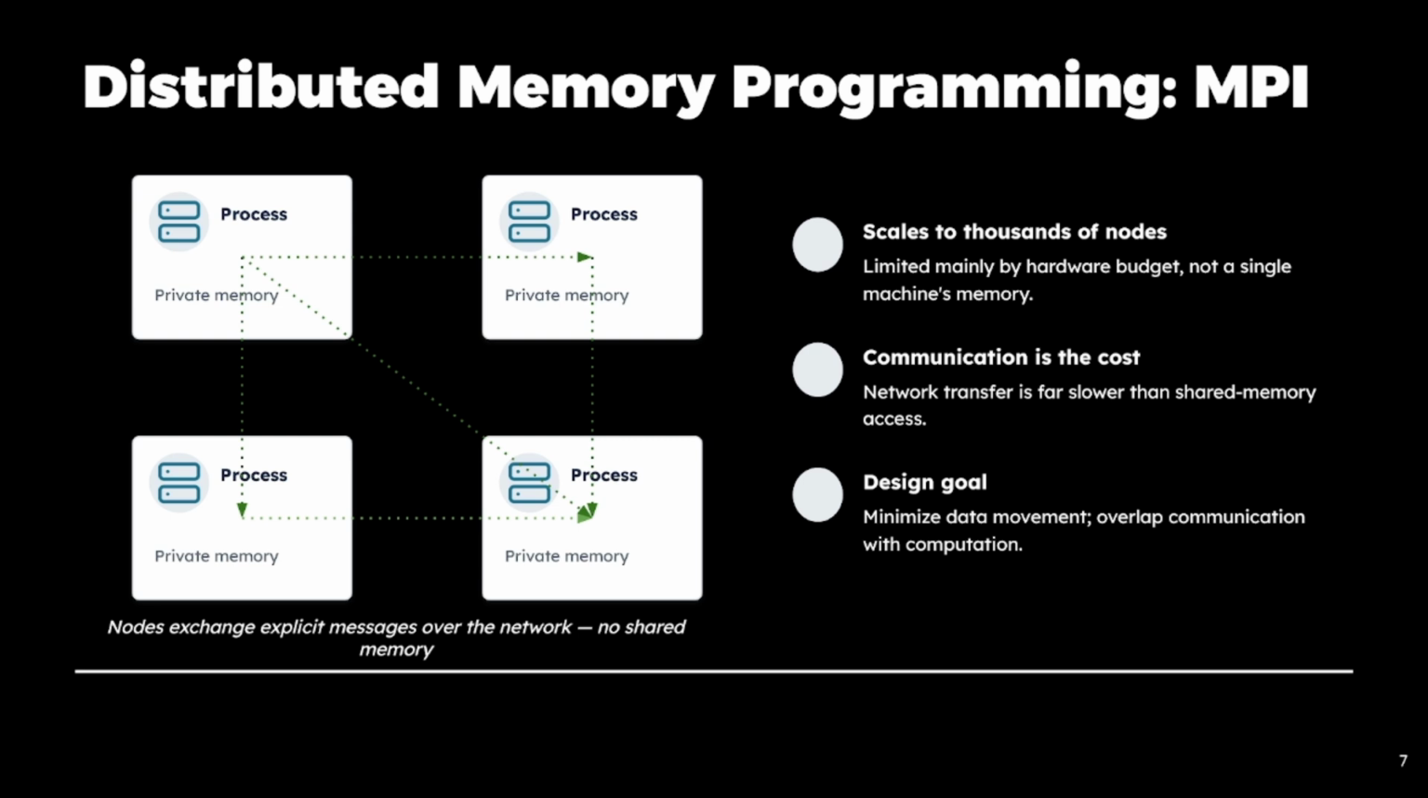The upside is that this model scales to enormous problem sizes, essentially as far as your budget for hardware allows. The downside is that communication over a network is much slower than accessing shared memory. So a huge part of designing a good MPI program is minimizing how much data you have to move between nodes, and overlapping communication with computation wherever you can.